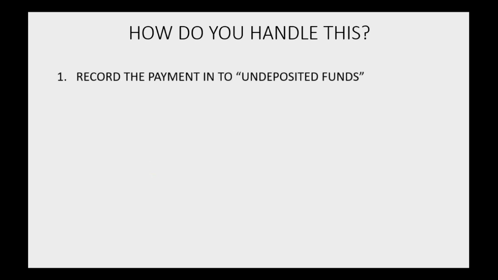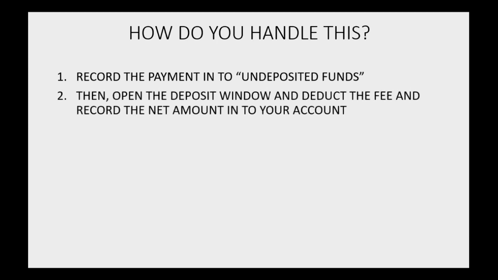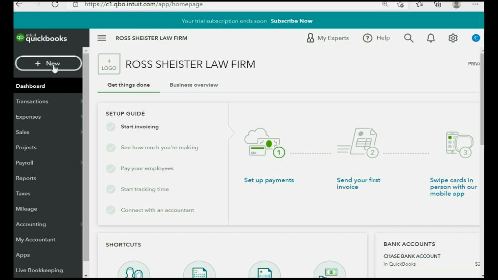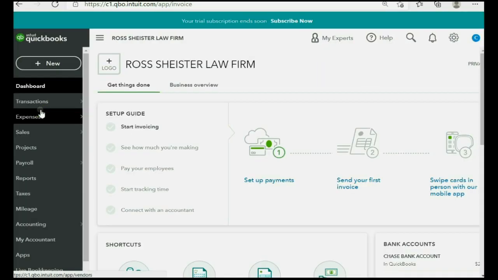Well, you would record the payment the same way that we learned in the prior video, except this time you would not choose bank account, you would instead choose undeposited funds. Then, immediately after recording the payment, you would open the deposit window and deduct the fee and record the net amount into your account. So first we record these two transactions. January 25th, we did legal service, 10,000 rubles, 0.013 for Yuri. From the top left, we click New, Invoice.